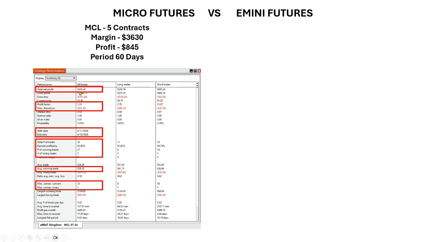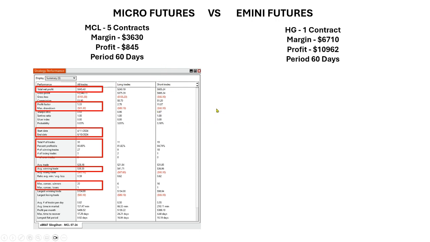So $845, in my opinion, is a good profit for a 60-day period trading micro oil. You can't trade much more than that on a $5,000 account, because you need $1,320 just to trade 1 contract of micro ES. So if you were to try and put another trade on at the same time as these 5 contracts with MES, you might not have enough margin.